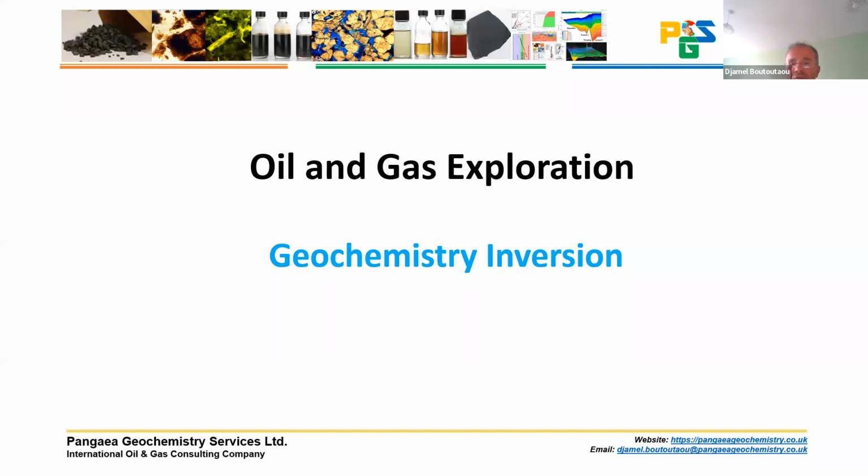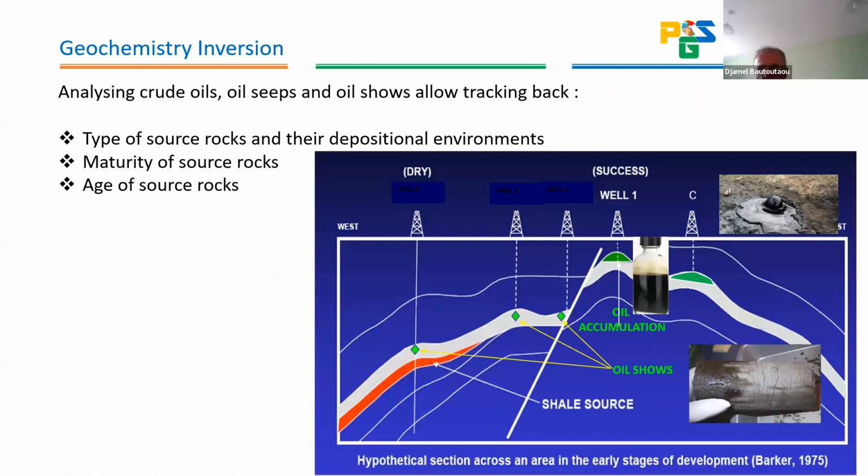There is one thing that we can do in geochemistry that we call geochemistry inversion. I just mentioned it briefly earlier. When you drill a well, you can have dry wells, like these wells, for example, but they have oil shows in them. Or you can discover oil but you don't know where it came from. If you drill a well here, your source rock is this red section. But you drill this well, you don't penetrate the source rock, and you discover oil.